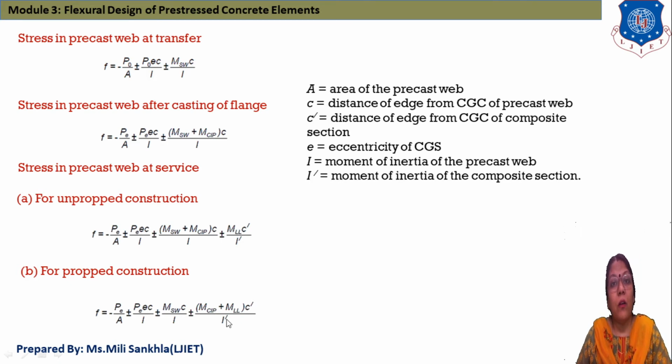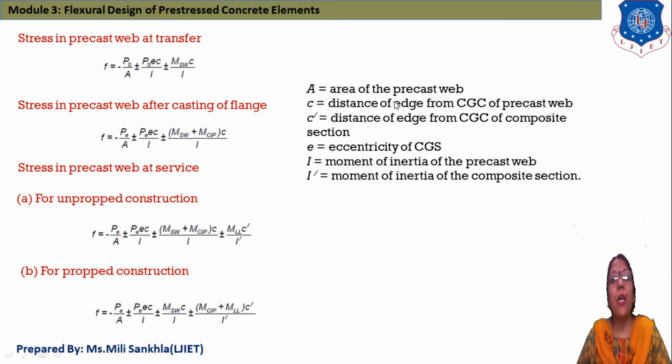Now understand the difference between the equations of unpropped and propped. In unpropped we separate the live load, and in propped, M_SW is separated and the moments of M_CIP and live load are added and multiplied with C dash. This is the difference between propped and unpropped. Now one by one we understand the full forms.